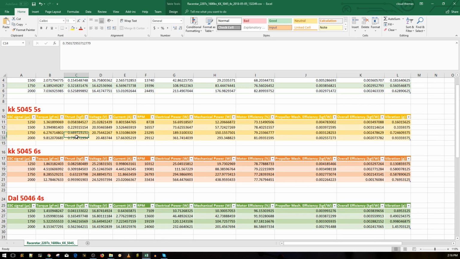On the 5S, this did 750 grams at 17 amps of current. That's pretty good actually. 17 amps of current will be pretty awesome for a little hex copter or something. And obviously you have your RPM here.